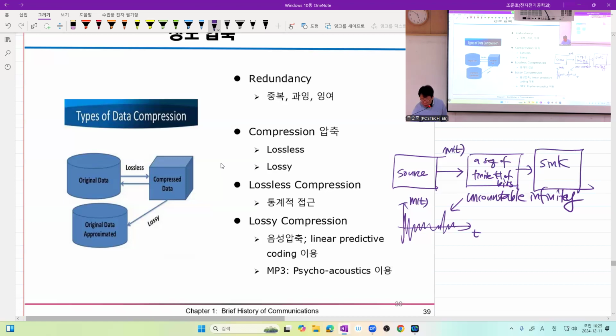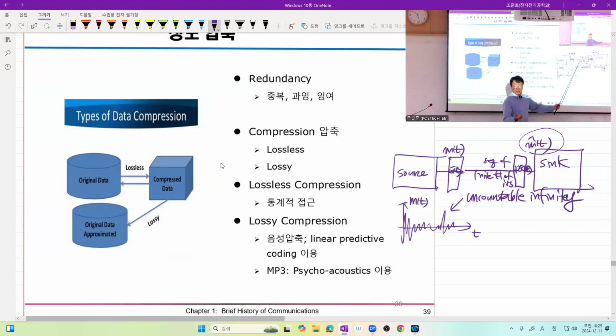You have m of t, some encoder. Here goes the decoder, M hat of t. So there is no channel in this case. So you have source and sink, you have encoder and decoder, and here goes a sequence of a finite number of bits. In this case, we may lose some information, but we may reduce the number of bits here. If we do not want to lose any information, in that case, we may have some finite number of bits.